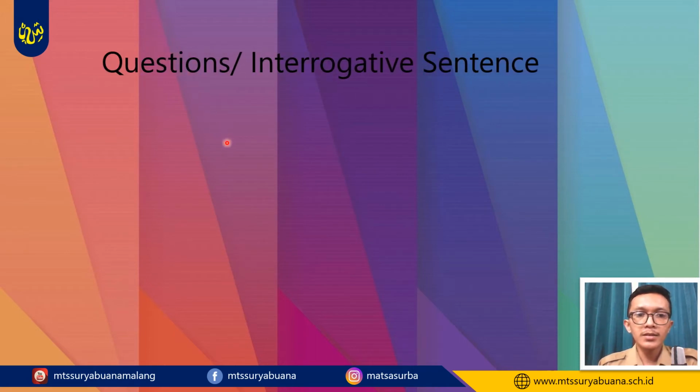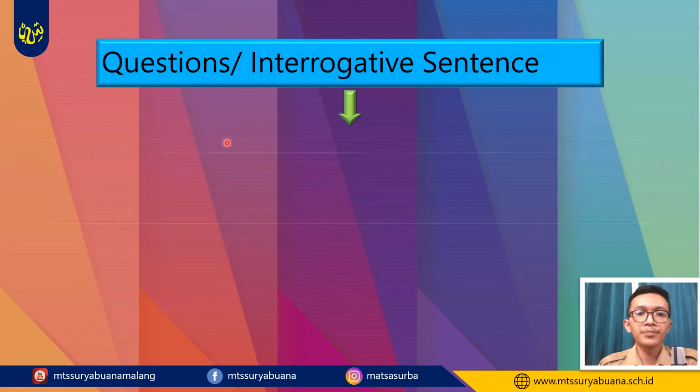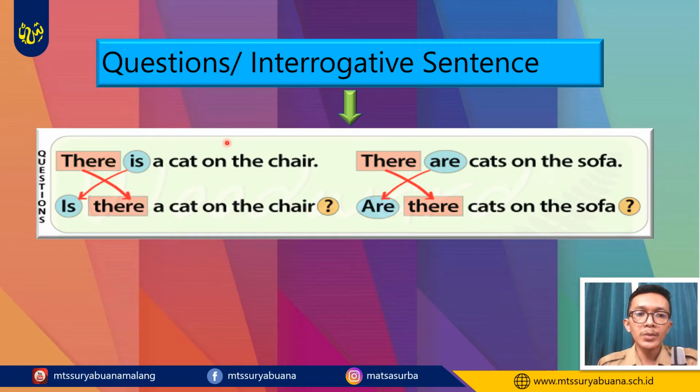Alright, the next explanation is about questions or interrogative sentences. Here is the example. There is a cat on the chair. This is a positive sentence, right? But if you want to change this positive sentence into an interrogative, you can switch the words there and is, become is there. Is there a cat on the chair?